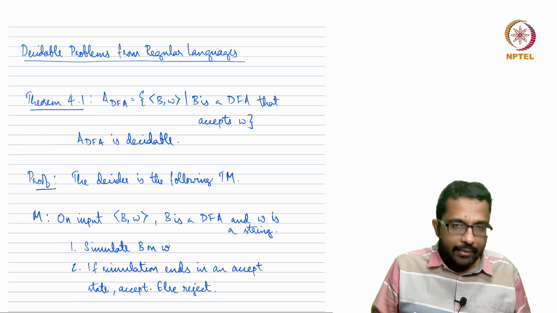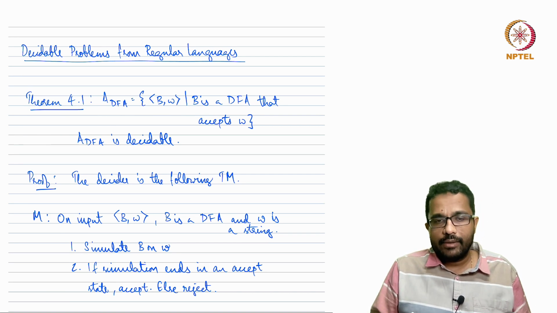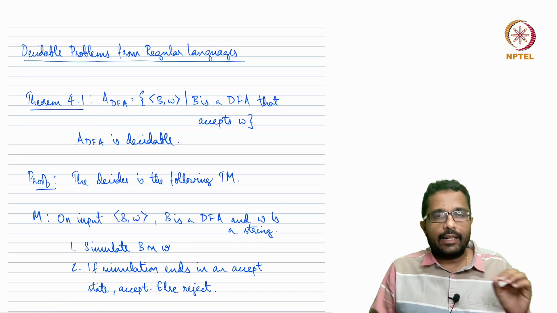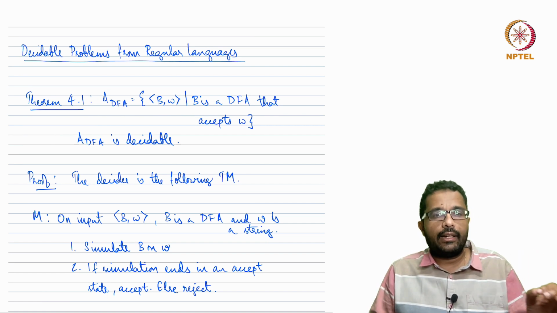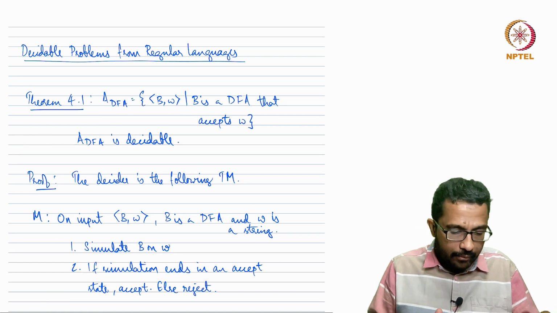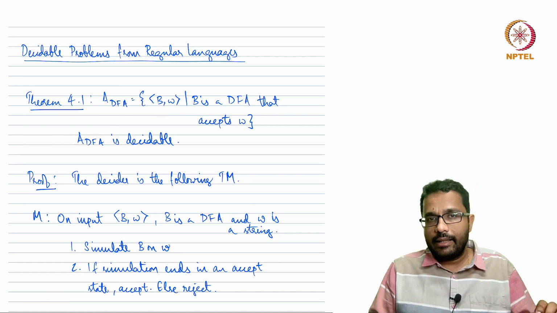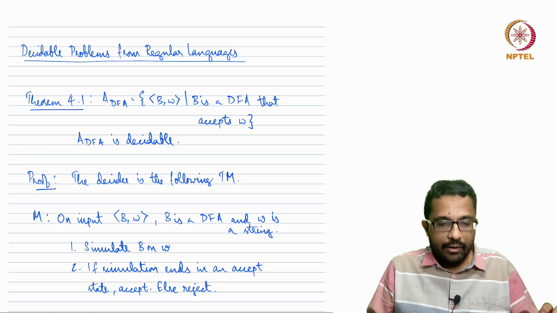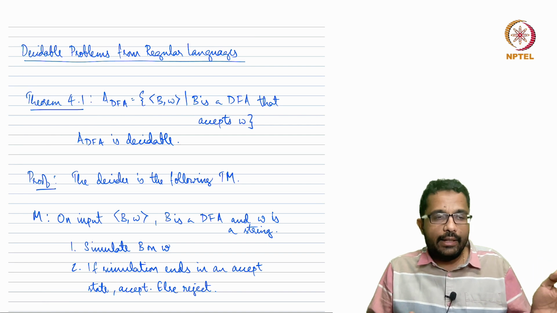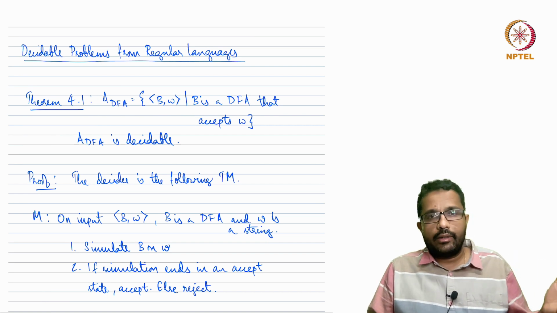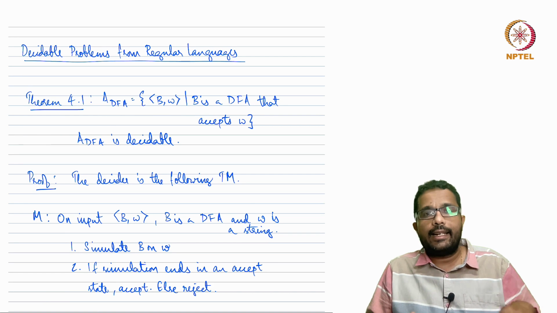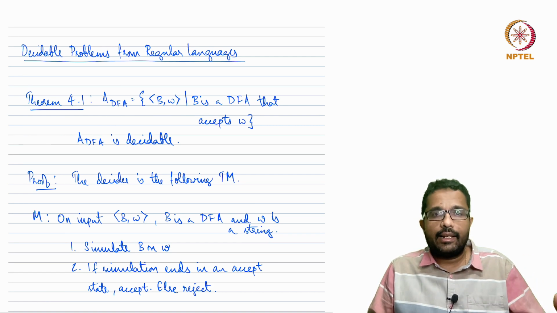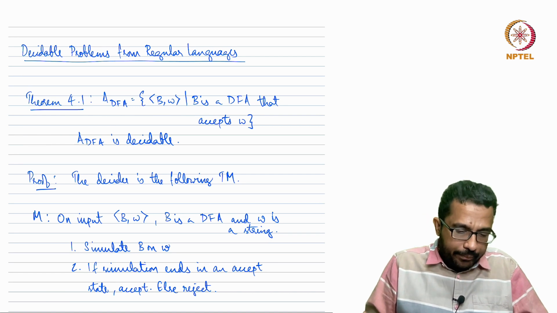So this is the first theorem: A-DFA is decidable, right? Given a DFA and given a string, there is an algorithm by which you can tell whether this DFA accepts the string or not. We are now going to see more and more from the lens of decidability. So the algorithms have to be deciders, meaning it has to hold regardless of whether the given string is in the language or not. If it is in the language, it has to accept. If it is not in the language, it has to reject, right?